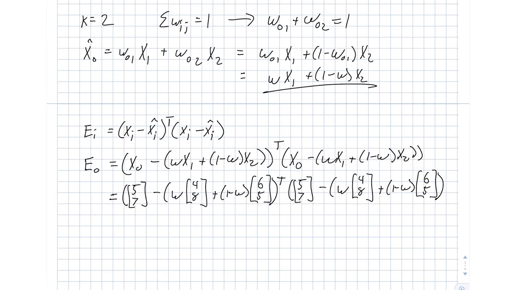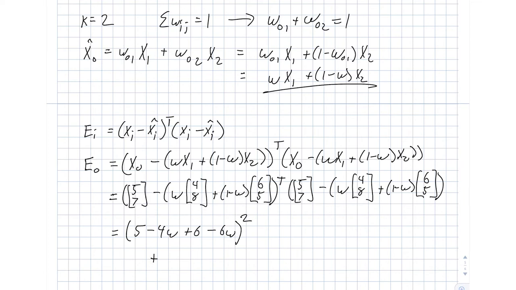Now I'm not going to work too much through the linear algebra process here, but if we split apart the errors in the x0 dimension and the x1 dimension, that's lowercase x0 and x1, this error becomes the following. So we have our 5, so I'm just working on the top row here: 5 minus 4w plus 6 minus 6w. And that's this side here, and then it's multiplied by this side over here. So this term is squared.